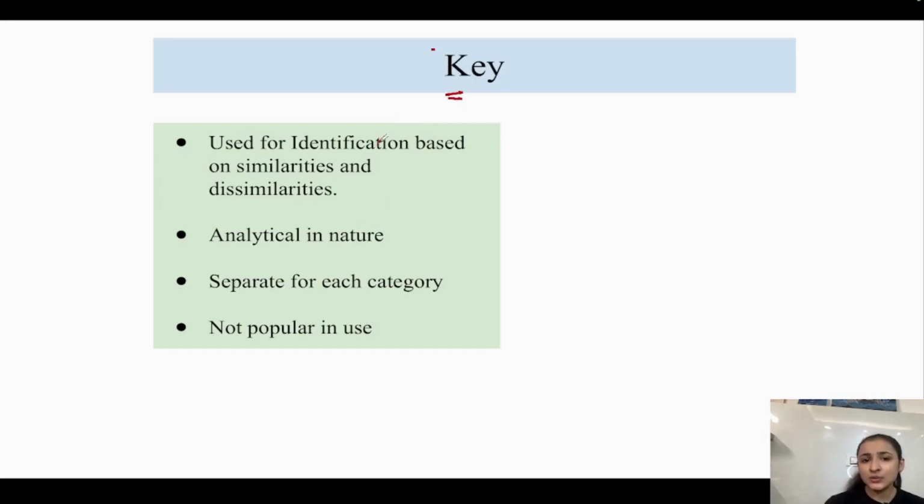So we come to the first, that is key. The first taxonomic aid for this video is key. So what are keys used for? Keys are used for identification based on similarities and dissimilarities. They are analytical in nature. Okay, we need to apply a lot of brain into keys. So that is why they are not popular in use, because there are a lot of complicated terms which we need to know in order to use a key.